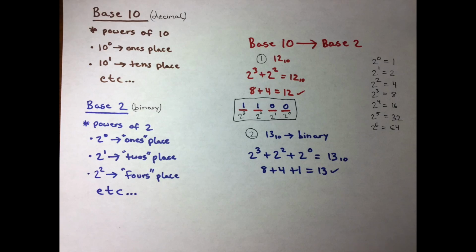Likewise, in base 2, which is binary, we have powers of 2. So 2 to the 0th power represents the ones place, 2 to the 1st represents the twos place, and then 2 to the 2nd power represents the fours place. So this can keep on going.